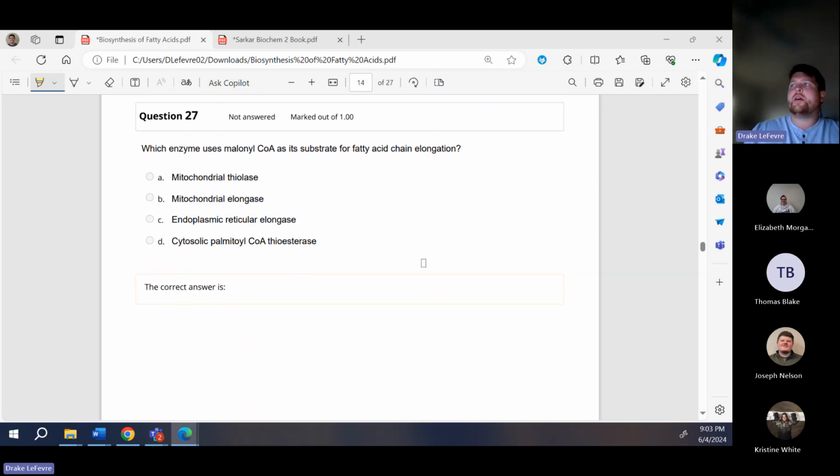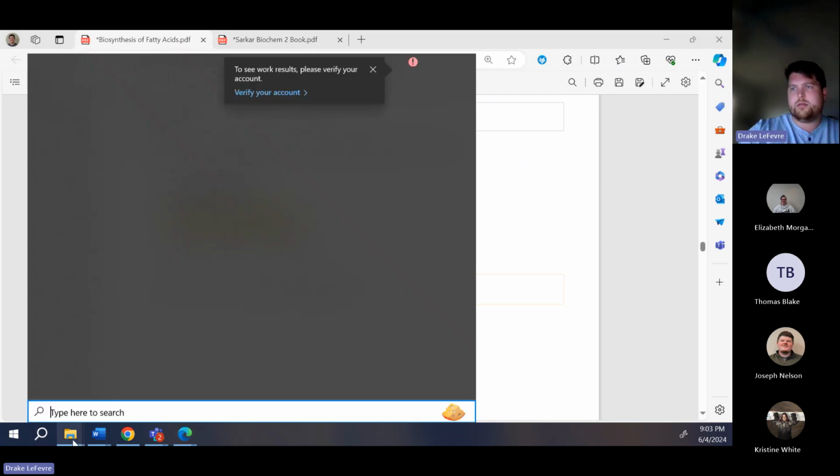Which enzyme uses malonyl-CoA as its substrate for fatty acid chain elongation? We're just going to run through these. The endoplasmic reticular elongase.